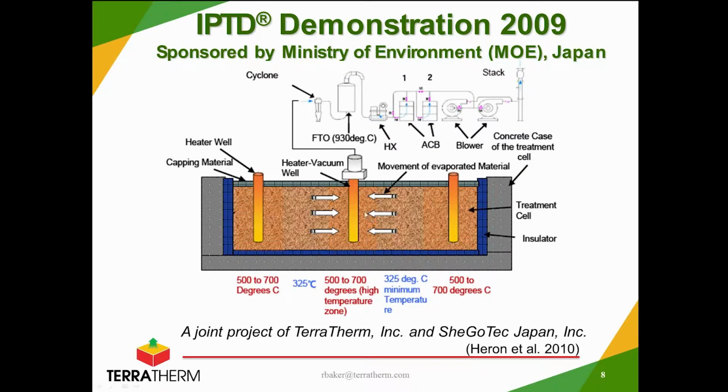So the soil was heated by thermal conduction, as I described before, moving out from each of these heaters, and the heaters operated at a temperature of around 700 C. So the soil temperature close to the heaters was in the 500 to 700 degree range, but the target in between at this particular site was 325 C.